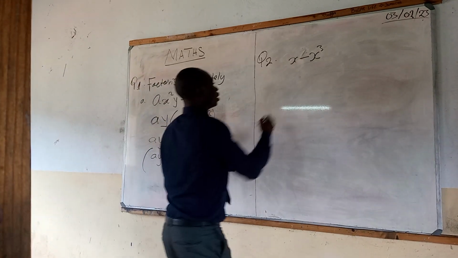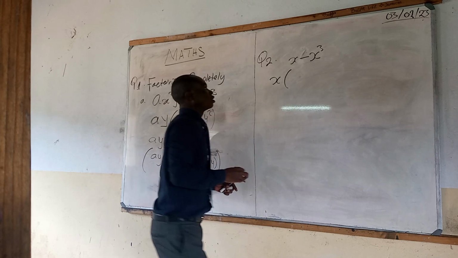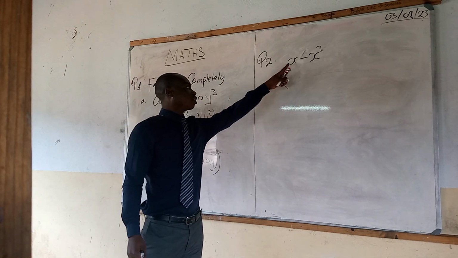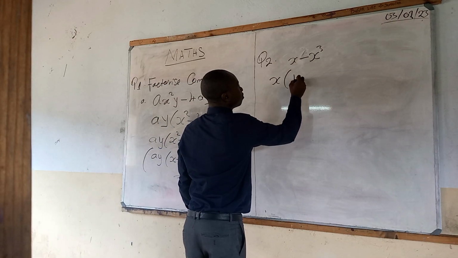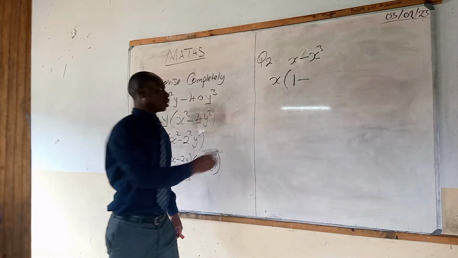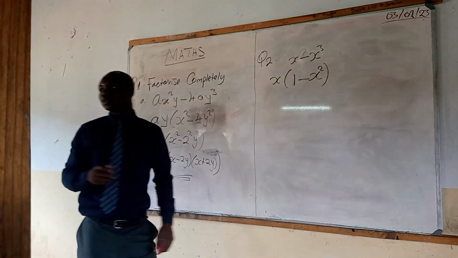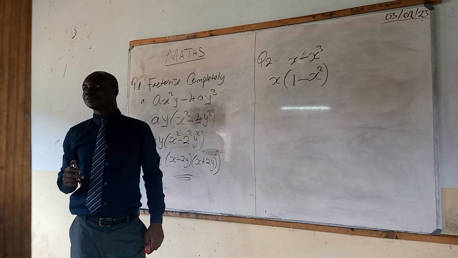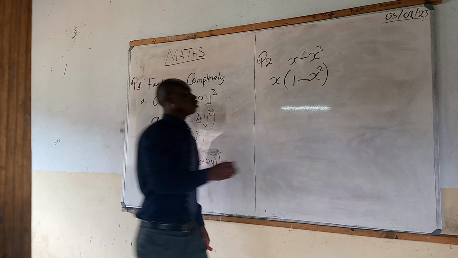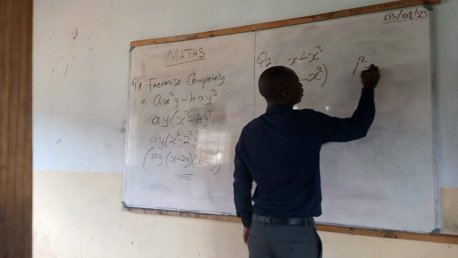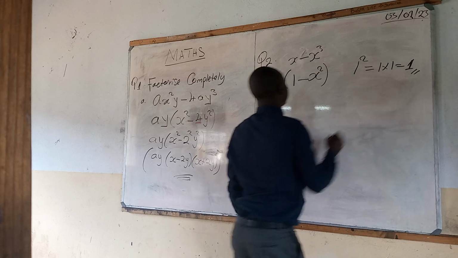Good. So if we factor out x, what do we have here? 1. We divide that. So we have 1 minus x squared. Then what do we do? We square 1. Yes. Because 1 squared is what? 1 times 1, which is just the 1.